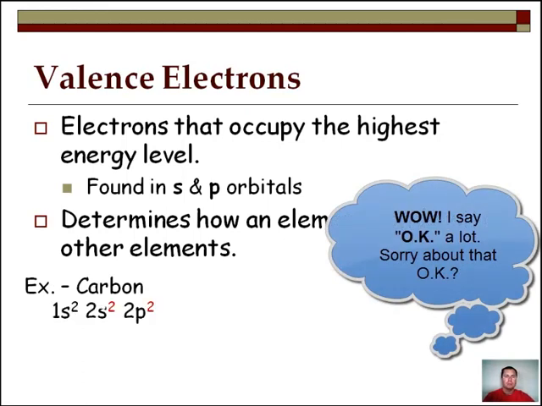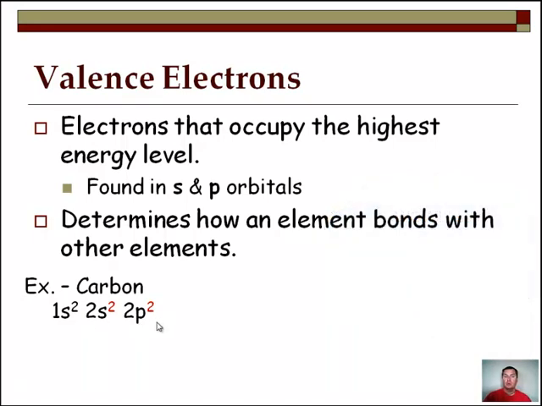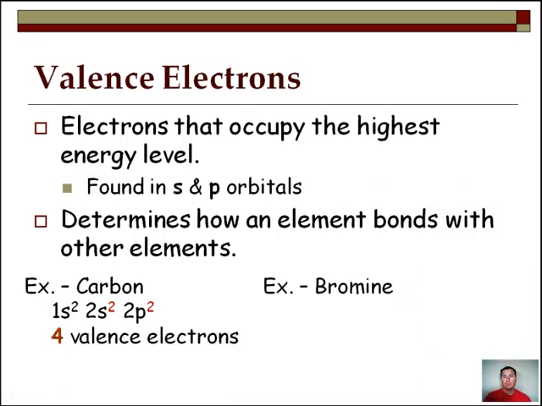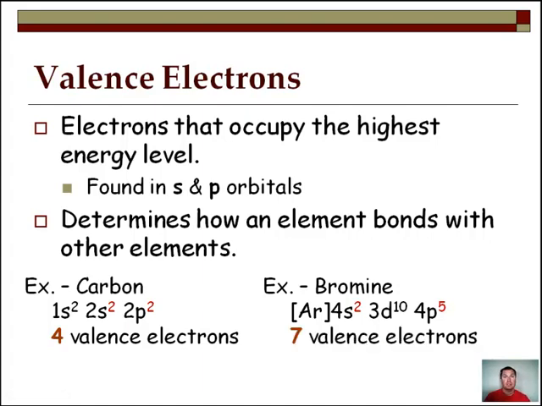For example, if we look at carbon, here is our electron configuration for carbon. If we look at the highest quantum number, which is 2, we have 2 in the s and 2 in the p, so carbon has 4 valence electrons. Look at bromine. Here's a shortcut for bromine. We see our final quantum number; our highest number is 4. The 3 is lower, so we don't worry about it, but it has 2 in the s and 5 in the p. So bromine has a total of 7 valence electrons. These are going to determine how or whether the element gains or loses electrons when it becomes an ion.